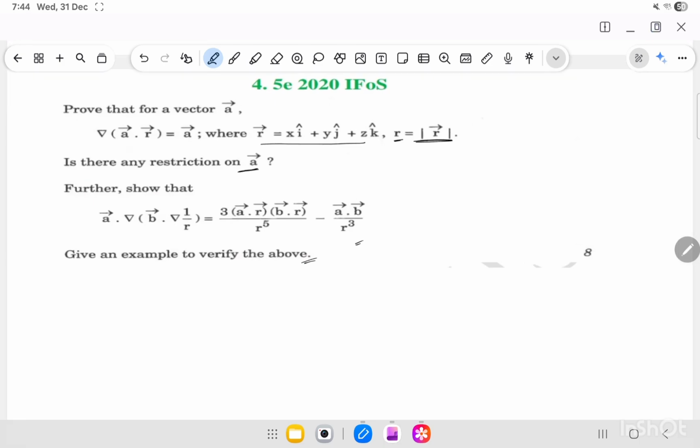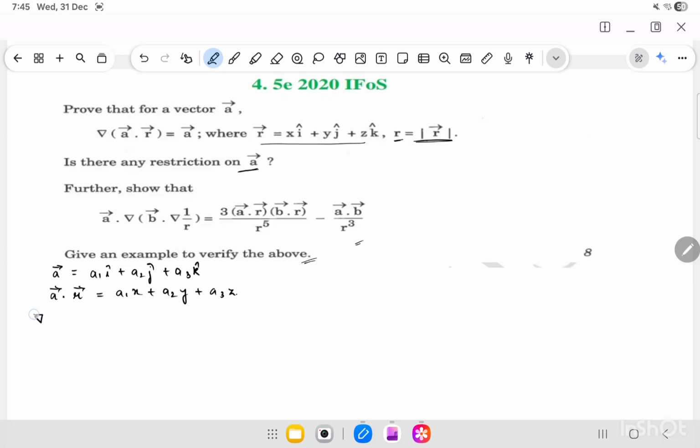So first let's evaluate the dot product. A is any given vector, so we can assume A vector as this: A1 i cap plus A2 j cap plus A3 k cap. You can do it directly as well, that's totally up to you. So if I evaluate the dot product of A vector with r vector, I'll get A1x plus A2y plus A3z.